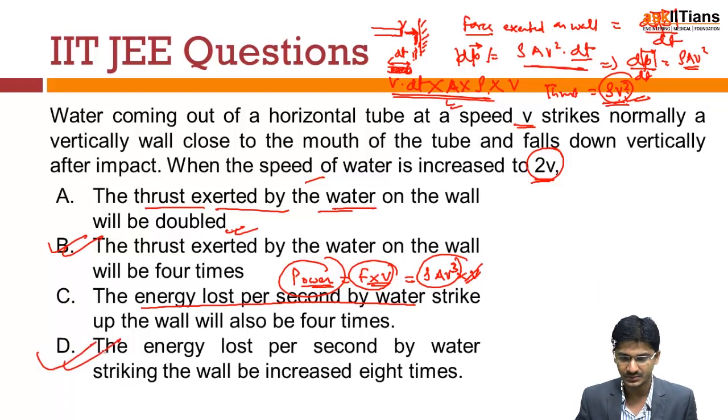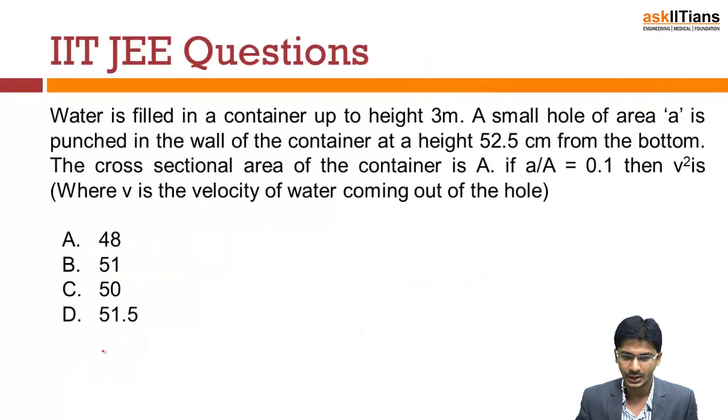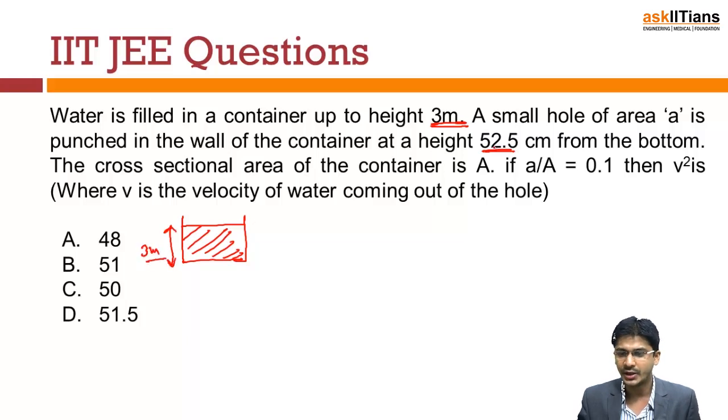Let's move to the next question. Water is filled in a container up to a height of 3 meter. A small hole of area A is punched in the wall of the container at a height 52.5 centimeter from the bottom. Container is there. Here the water is filled up to a height of 3 meter. Now a small hole of area A is punched in the wall at a height 52.5 centimeter from the bottom. It's given from the bottom. That is 0.525 meter. Here there is a hole that has been punched in.